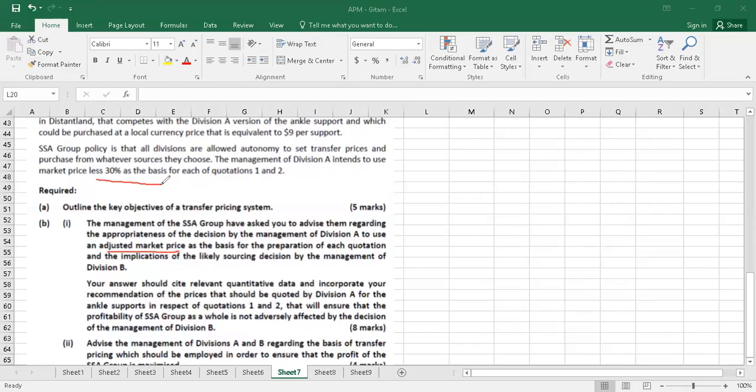Management of Division A to use an adjusted market price as the basis for the preparation of each quotation and the implications of the likely sourcing decision by the management of Division B. Your answer should cite relevant quantitative data and incorporate your recommendation of the prices that should be quoted by Division A for the ankle supports in respect of quotations 1 and 2 that will ensure that the profitability of SSA group as a whole is not adversely affected by the decision of the management of Division B. How many quotations did Division B submit? There are 2 quotations Division B has submitted.